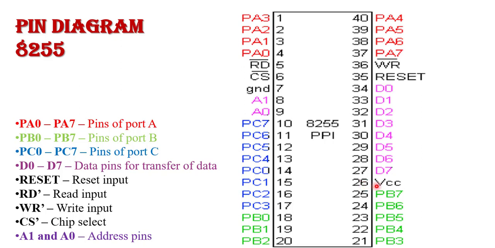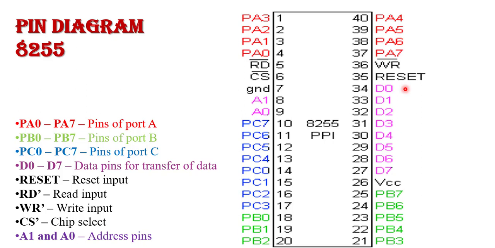Now pin number 26 is given for power supply. Plus 5 volt DC power supply is given for the operation of 8255. Now pin number 35 is the reset pin. The reset pin is an active high input signal used to reset the 8255. It means that it is used to clear the control register and set all the ports, port A, B, C, in the input mode.